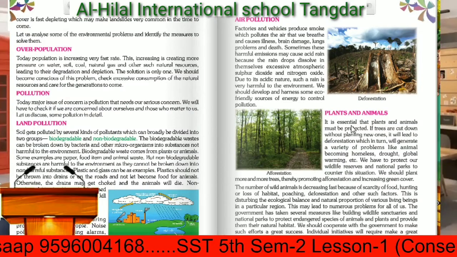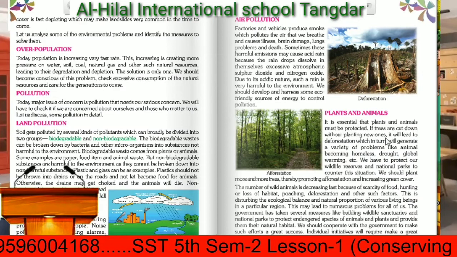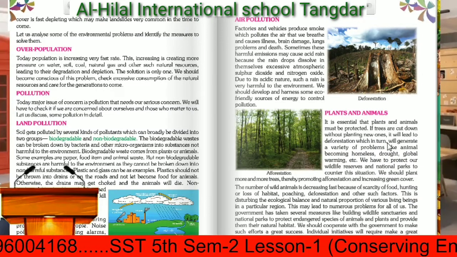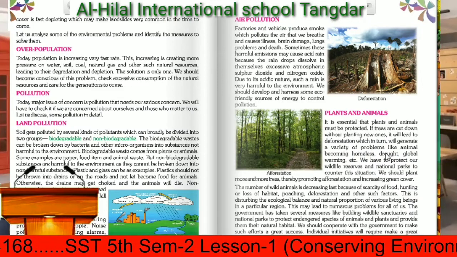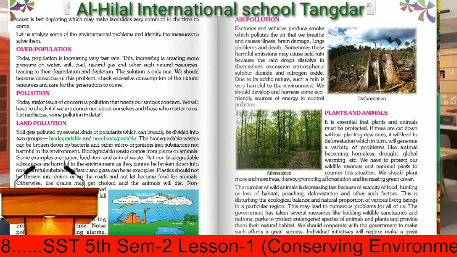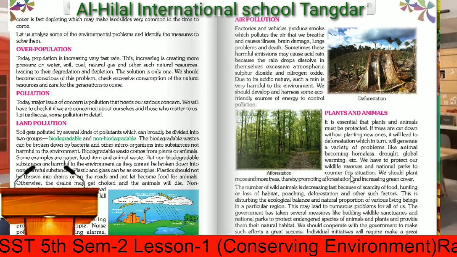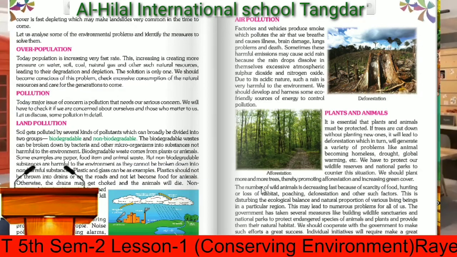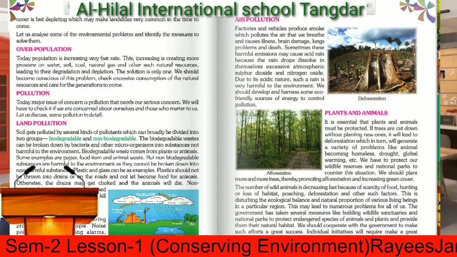Plants and animals. It is essential that plants and animals must be protected. If trees are cut down without planting new ones, it will lead to deforestation, which in turn will generate a variety of problems like animals becoming homeless, drought, global warming, etc. We have to protect our wildlife reserves and national parks to counter this situation. We should plant more and more trees, thereby promoting afforestation and increasing green cover.